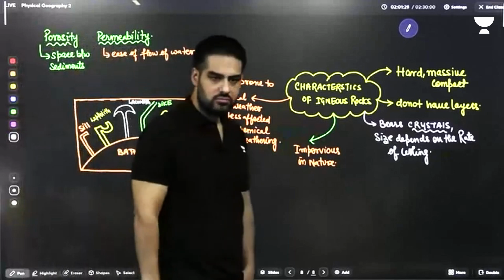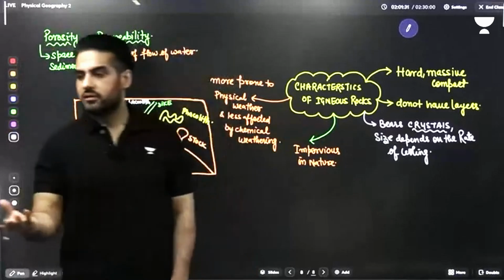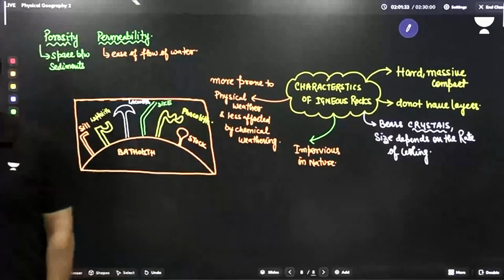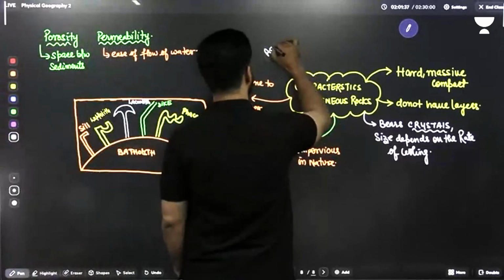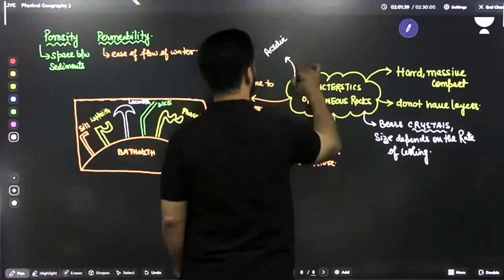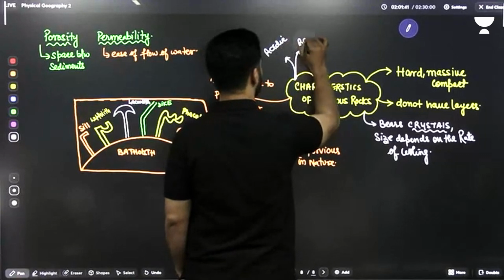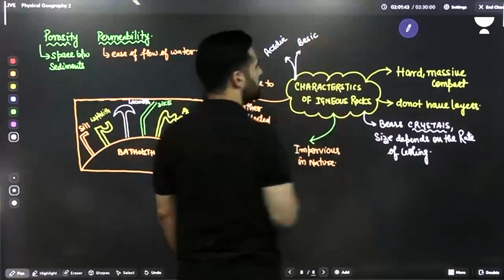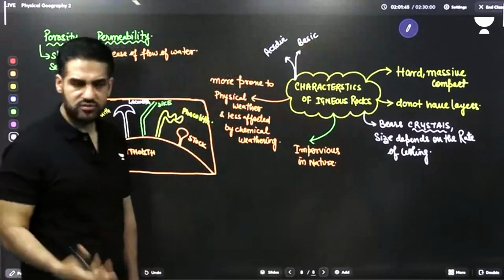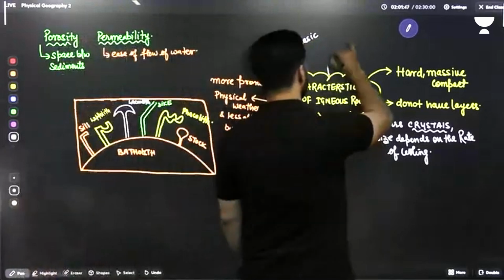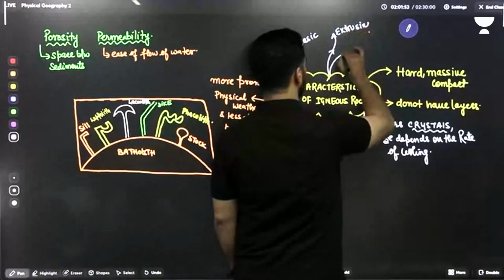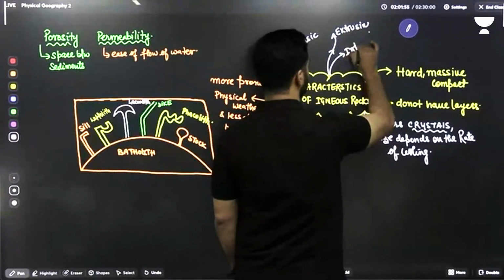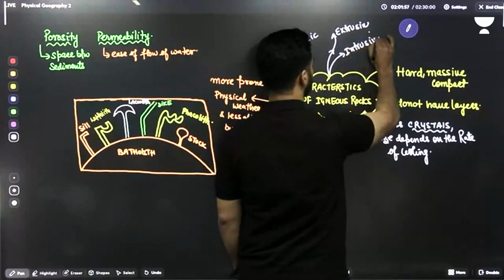Now keep adding the rest. They are formed of two types of lava, acidic or basic, which will determine their chemical composition. Then they are of two types, extrusive and intrusive.